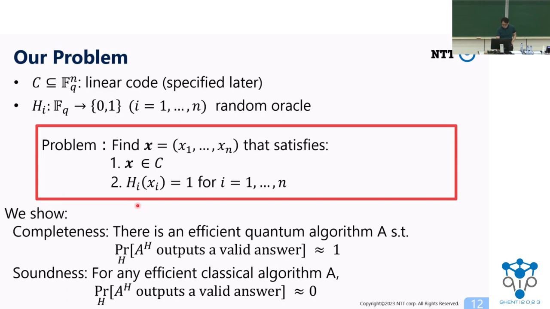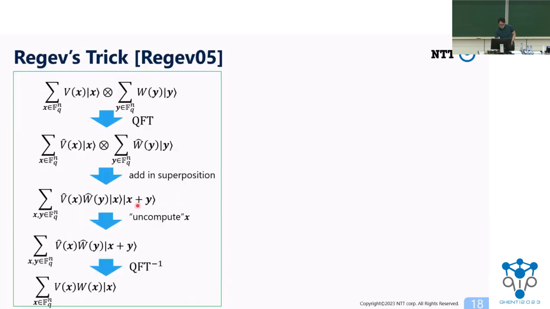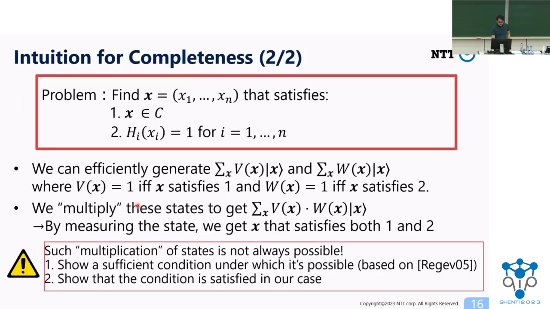And as I already mentioned, this trick is inspired by Regev's idea. Regev's original work was about a reduction from the LWE problem to the SIS problem, which I just mentioned. So our problem is inspired by that. But we modify the second condition by using the hash function.